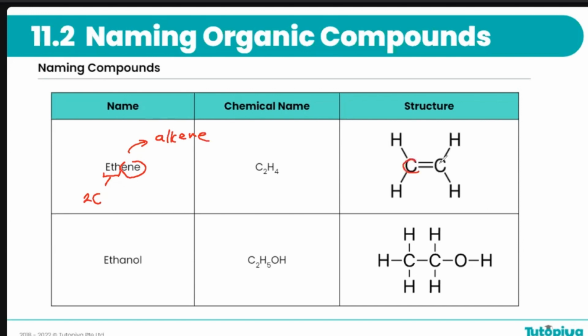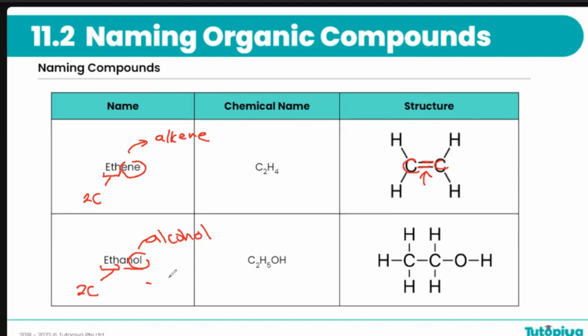That means the bond between those 2 carbons is a double bond, like this. And for the rest of it, we just add the hydrogens to the sides. Then we have ethanol. Ethanol has the prefix eth again, which means there's only 2 carbons. Nol represents an alcohol.